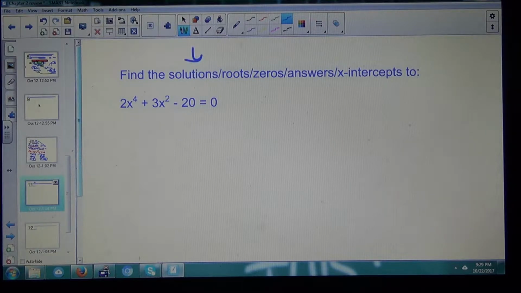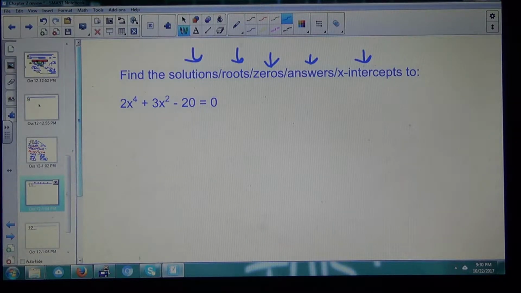A solution is a root where it crosses the x-axis. Another word for solution is answer. And another word for where it crosses the x-axis or x-intercept is the zero of the function. Those are all the same meaning. Every word has the same meaning on a graph. Okay? So I want to find the solution here.